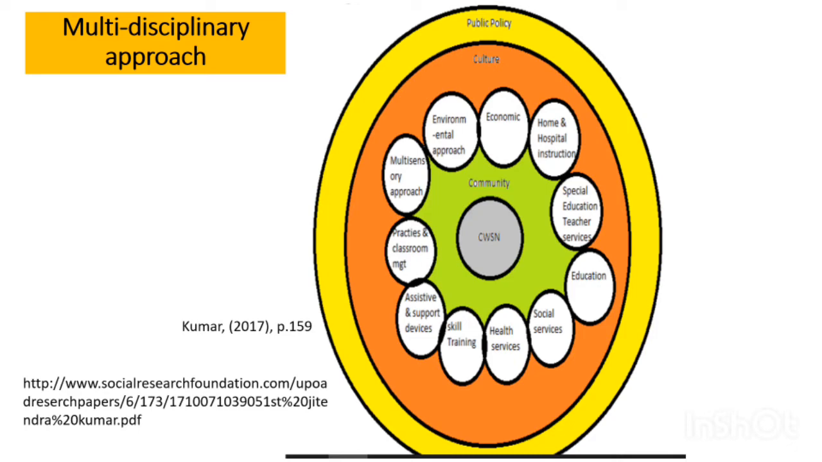As you can see in the diagram of Kumar, in the multidisciplinary approach, the center is the children with special needs. And around the child with special needs, the economic, home and hospital instruction, special education teacher services, and so on are very much needed. Then, under this, culture and public policy should be considered for this multidisciplinary approach for children with special needs.